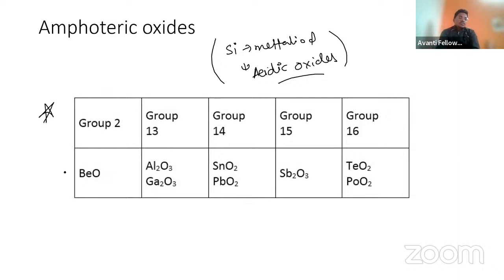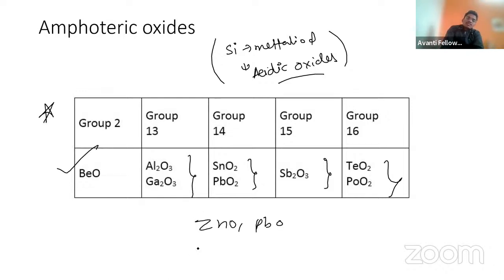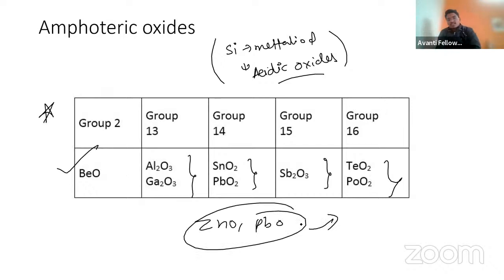In group 2, beryllium oxide, and aluminum, gallium trioxide, tin and lead oxides. This one is antimony, and then tellurium and polonium. These all are the amphoteric oxides. Very, very most important. Other than that, ZnO and PbO, these two are also amphoteric oxides. So these amphoteric oxides are simply those which can form compounds with both acids and bases. For those compounds, we call them amphoteric oxide. I hope you guys understand this.